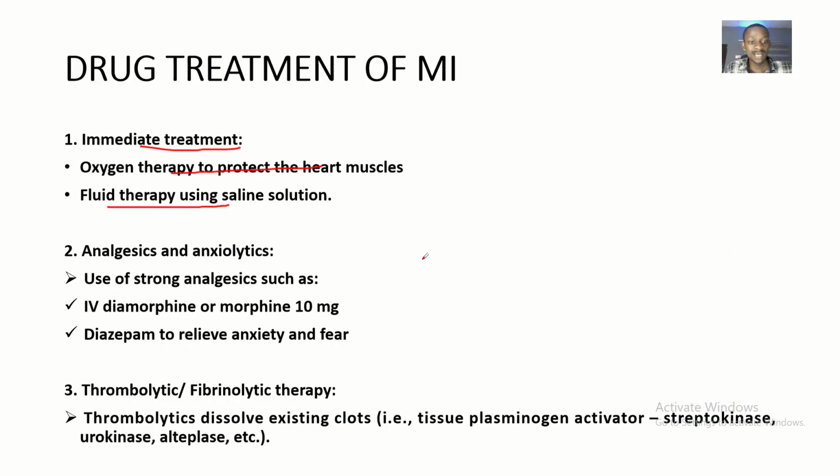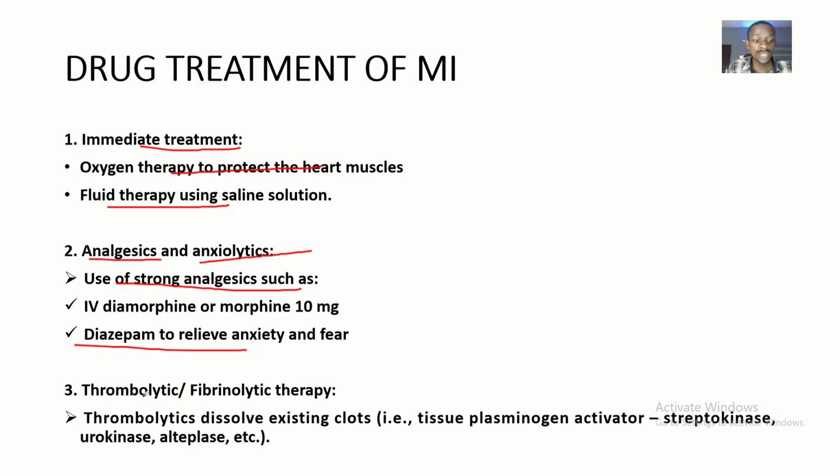The next one, you can use analgesics. What are analgesics? Any drug that will manage pain. Anxiolytics is any drug that will reduce anxiety. So use of strong analgesics such as IV diamorphine or morphine 10 milligram. They can use diazepam to relieve anxiety and fear. The diazepam here is the anxiolytic. IV diamorphine means the diamorphine was given intravenously. IV diamorphine is not the name of the drug; it is intravenously administered diamorphine or morphine itself.